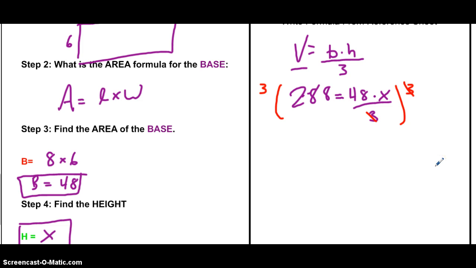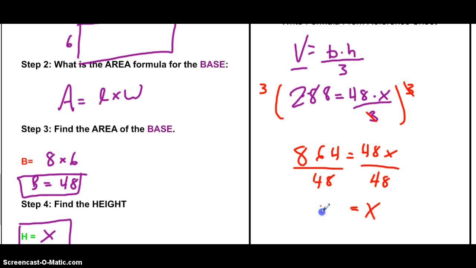And what I get here is, well, let's get it in the calculator. 288 times 3 is equal to 864. So we get 864 equals 48x. Divide both sides by 48. And we get 18. So x is equal to 18, or another way to say that is the height is 18. That's it. Well done. All right, on to the next lesson, guys.